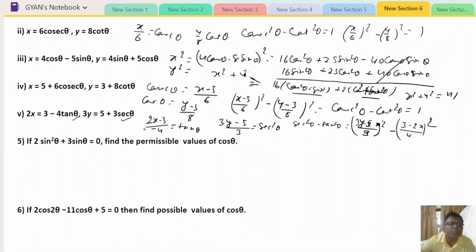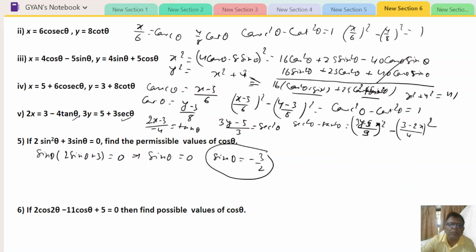Question number 5 says you just have to solve it like an algebraic equation. So you take sin theta common. That means sin theta times (2 sin theta plus 3) is equal to 0. That implies sin theta is equal to 0 or sin theta is equal to minus 3 by 2. So this one is not possible.